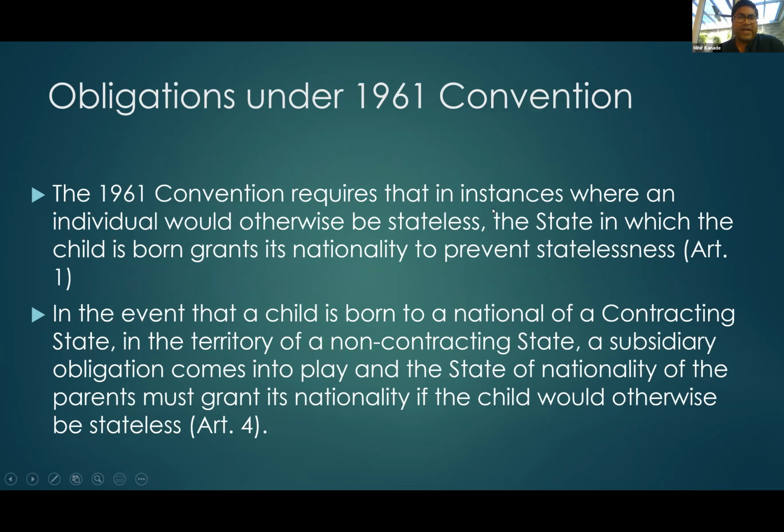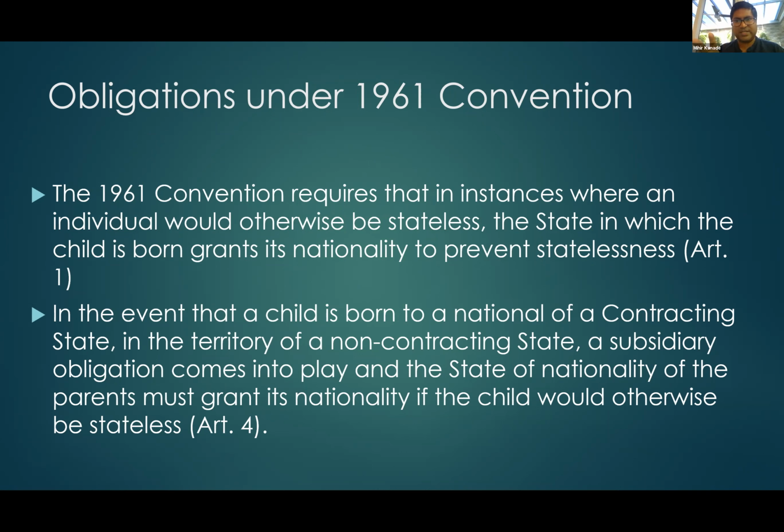So there are a few obligations that are key to understand in the 1961 convention. The first is that it requires that in instances where an individual would otherwise be stateless, the state in which the child is born grants its nationality to prevent statelessness. This is the very first article of the 1961 convention. Again, the key word here is if the child, or if a person, would otherwise be stateless. So countries are not mandated under this convention to compulsorily grant nationality under any regime. This obligation steps in only when two circumstances are fulfilled. Number one, the state in question is a party to the 1961 convention, so one of those 77 countries. And even then, if the person would otherwise be stateless.